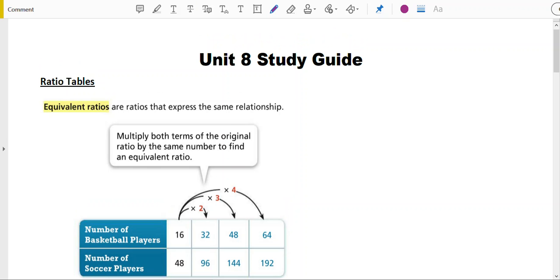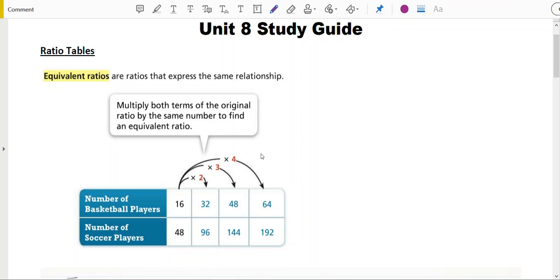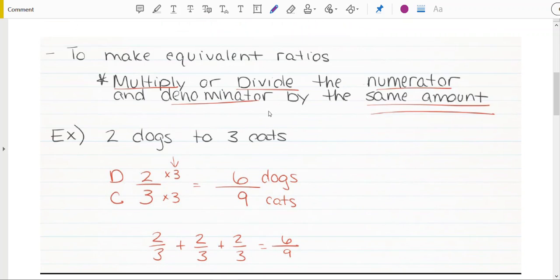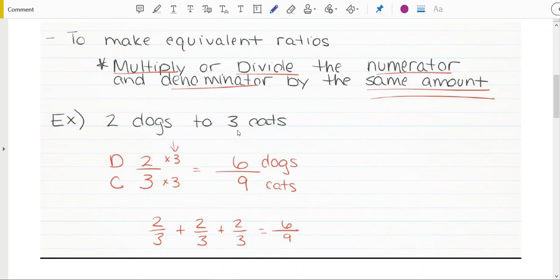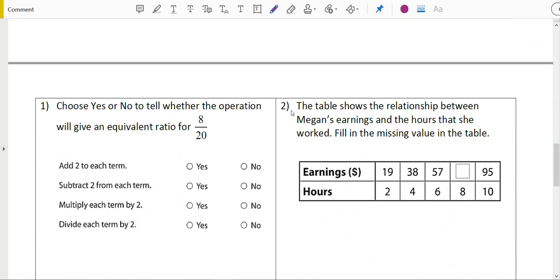In this video, I will be reviewing the Unit 8 study guide for ratio tables. So the first part of the study guide shows you how to expand a ratio table. The next part shows you how to do equivalent ratios, how you just multiply or divide the numerator and denominator by the same amount, same as you would simplify fractions.